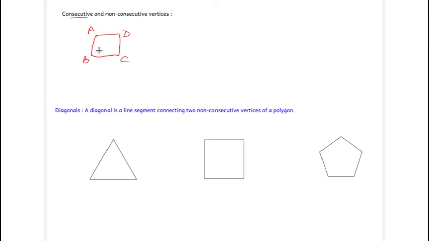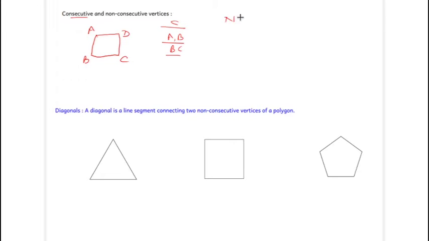Now come to what are consecutive vertices. Consecutive, the word means that it is continuous. Between 2 points or 2 numbers, there should be no difference. Okay. So say A, after A it is B. So these are continuous vertices. So A and B are consecutive vertices. Now B, C, these are also continuous, B and C.